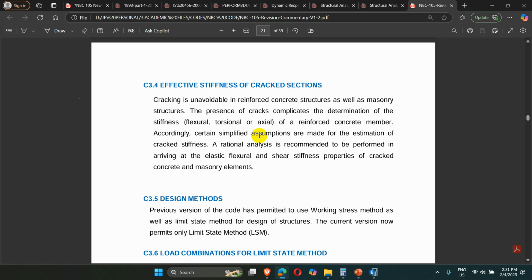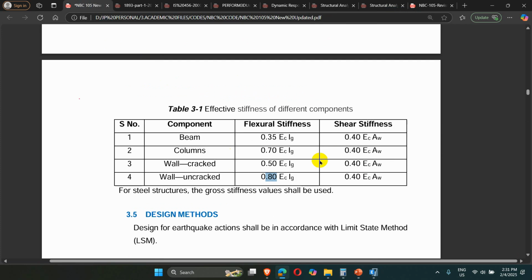Accordingly, certain specified assumptions are made for the estimation of cracked stiffness. A rational analysis is recommended, but in the absence of such rational analysis, the code mentions the stiffness modifier or the cracked section values as these values. In general, concrete is very good in compression as compared to tension. So about 6 to 10% of the compressive strength is taken as tensile strength by the concrete, whereas the reinforcement bar is very good in tension.